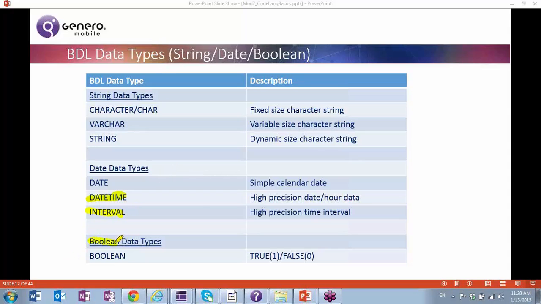And then down here at the bottom we have one Boolean data type, just Boolean, and it holds the value 1 or 0, true or false. 1, of course, corresponds to true, and 0 corresponds to false.